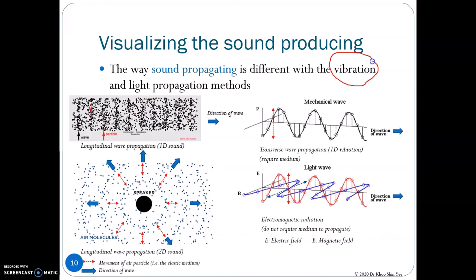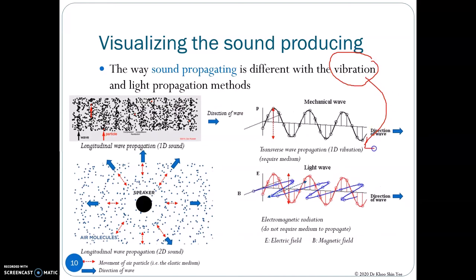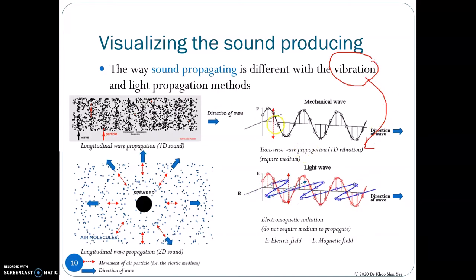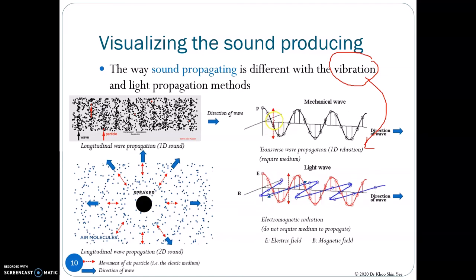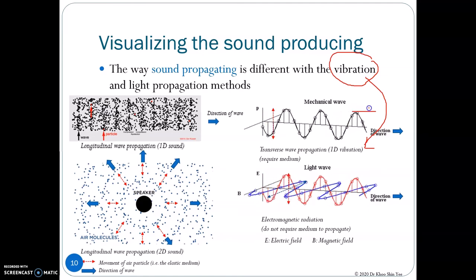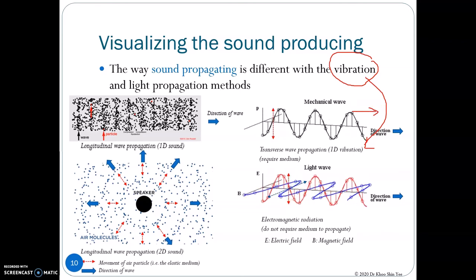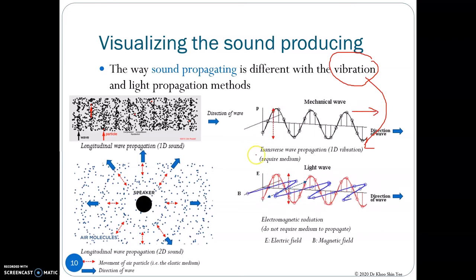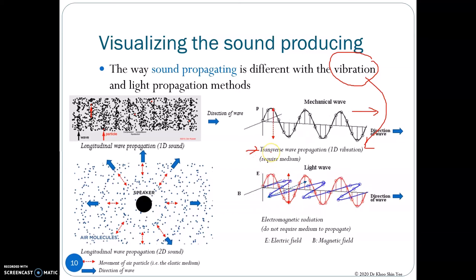For the vibration case, it's moving in transverse propagation, where you can see the vibrating particle here is moving up and down, while the wave is propagating in a different direction. So in this case, we call it transverse propagation.